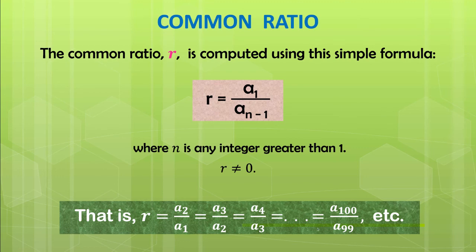In other words, the common ratio is computed by dividing the term on the right by the term on the left. Take note also that the common ratio is what distinguishes geometric sequences from other types of sequences.